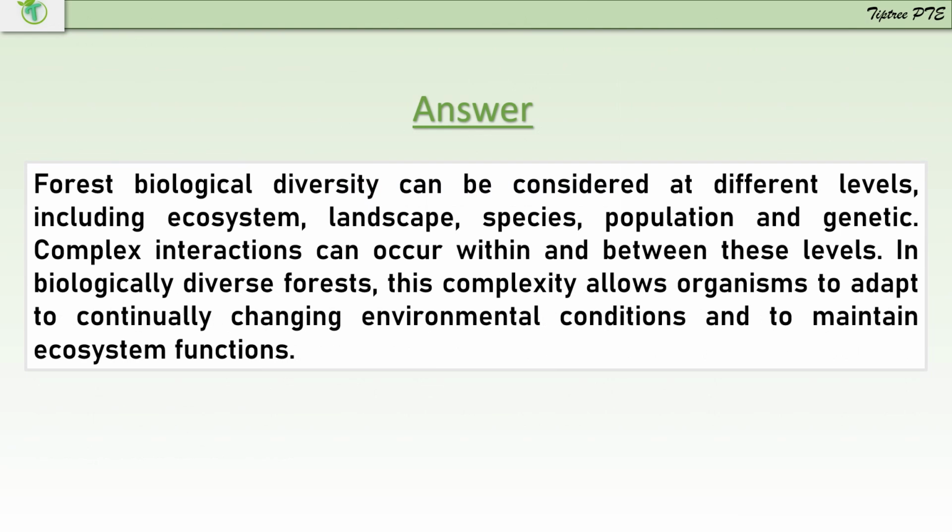Forest biological diversity can be considered at different levels, including ecosystem, landscape, species, population, and genetic. Complex interactions can occur within and between these levels. In biologically diverse forests, this complexity allows organisms to adapt to continually changing environmental conditions and to maintain ecosystem functions.